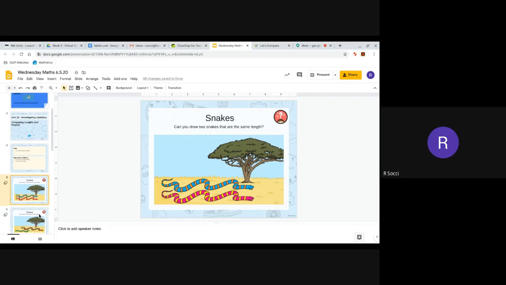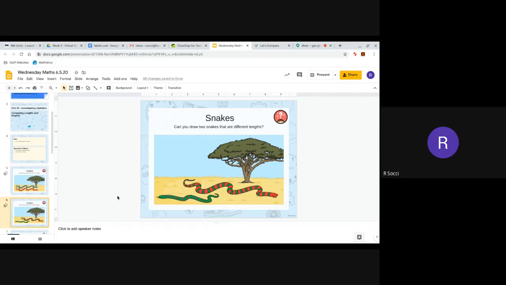Okay, when you've done that, have a go at drawing two snakes that are different lengths. And if you're not sure, you can have a look at the picture here. So, two snakes that are different lengths.